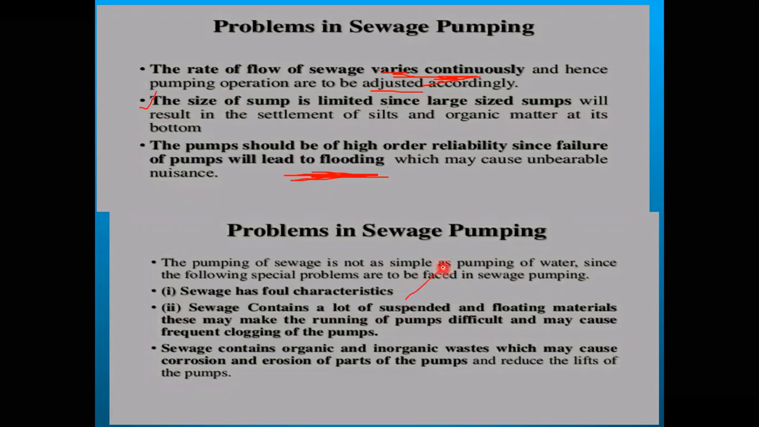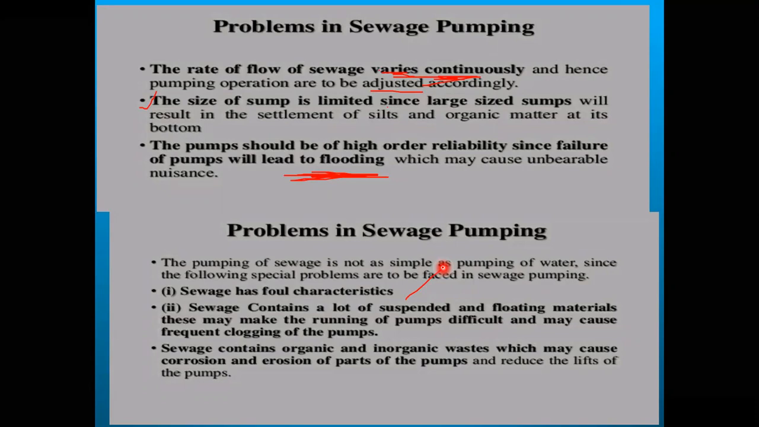What are these problems? Sewage has foul characteristics: it generally has solid particles, waste, odor and foul smell. Second point: sewage contains a lot of suspended and floating materials. These may make the running of the pumps difficult and may cause clogging of the pumps and other disturbances.